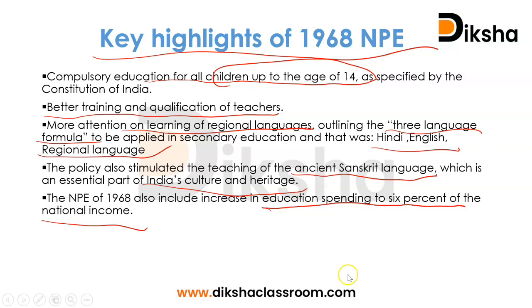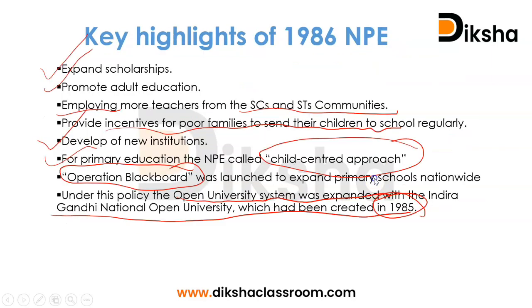The highlight of 1968 was compulsory education for all children up to the age of 14. Then it's all about better training and qualification of teachers and the concept of the three-language formula. Then also promotion of the Sanskrit language, and very importantly, increasing the expenditure on education to 6%.